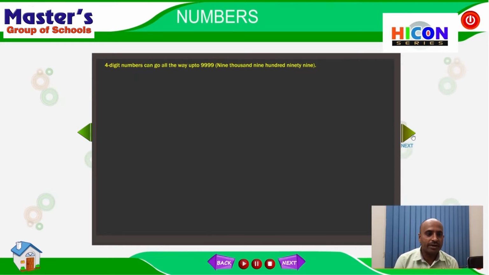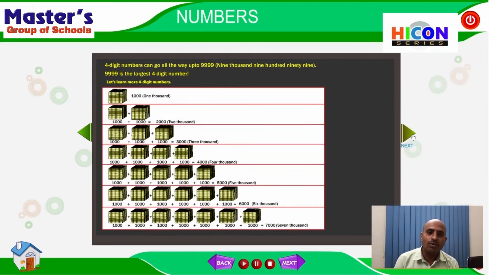Four-digit numbers can go all the way up to 9,999. So 9,999 is the largest four-digit number. Let us learn more four-digit numbers. Let us see the pictures. Each picture contains cubes. We have already learned that a sheet represents 100 and a cube represents 1000.